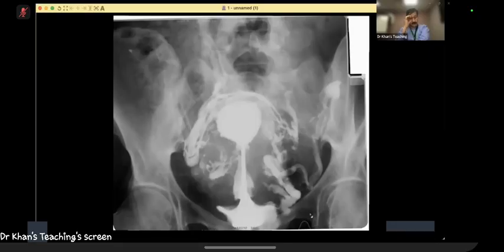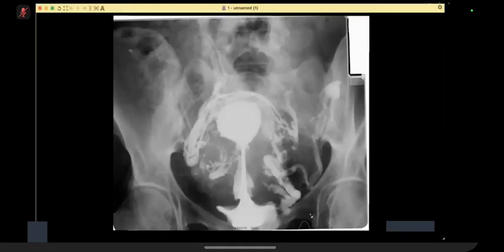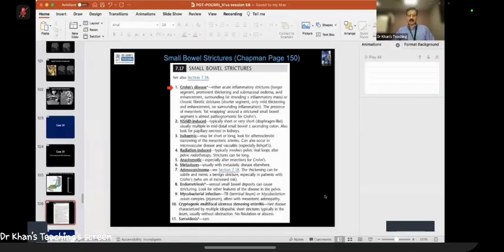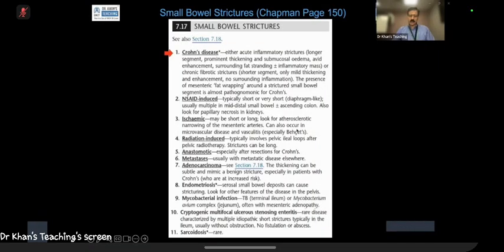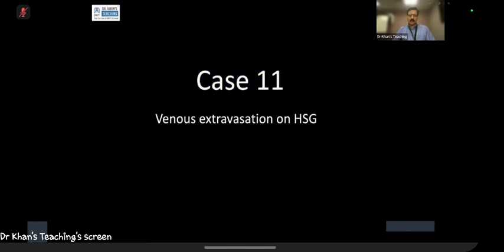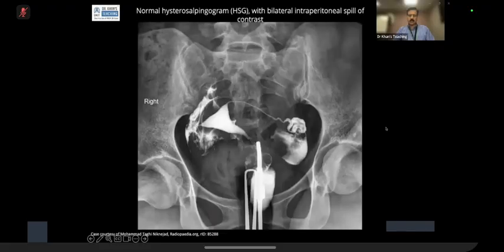So what comes to your mind? What do you call it? How can you explain it? Extravasation? Venous extravasation. Well done. Good. So this is a case of, and by the way, this is an exam case. So remember, whatever I show you, these are exam cases. So venous extravasation on HSG, this is what it was about.